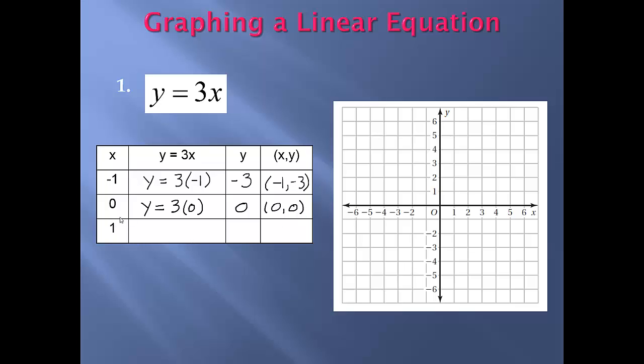And now we're going to plug in 1 for x. So we have y equals 3 times 1. 3 times 1 equals 3. So we have our x value of 1 and our y value of 3. So our ordered pair would be 1, 3.